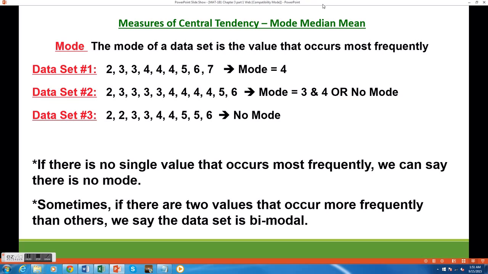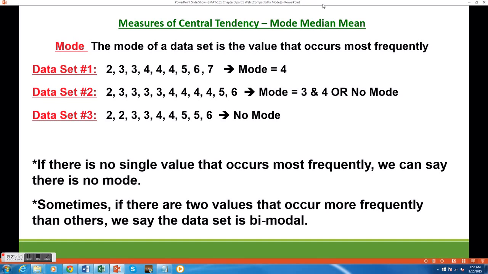The mode of a data set is the value that occurs most often. The mode should be one single value, although sometimes we can have data that is bimodal, which means it has two modes. In dataset number 1, the mode is 4 because that is the value that occurs most often. It appears 3 times, but the mode is the data value itself that appears most often, not how many times it appears. In dataset 2, both the numbers 3 and 4 appear the same amount of times, so we can say that there are two modes, 3 and 4.